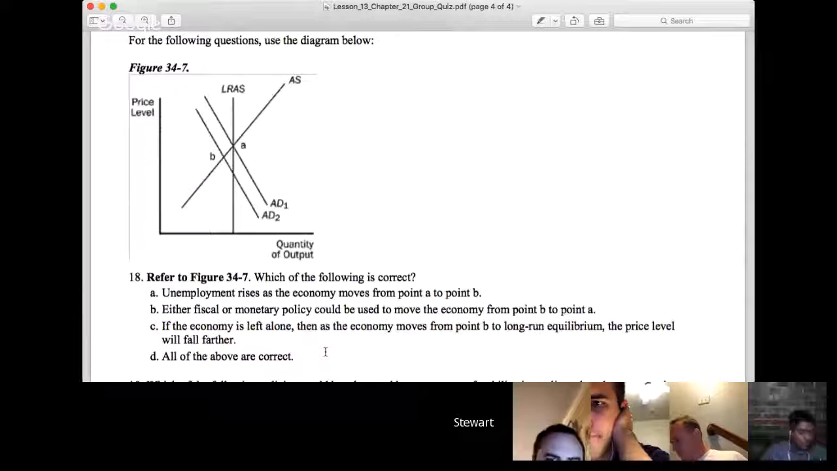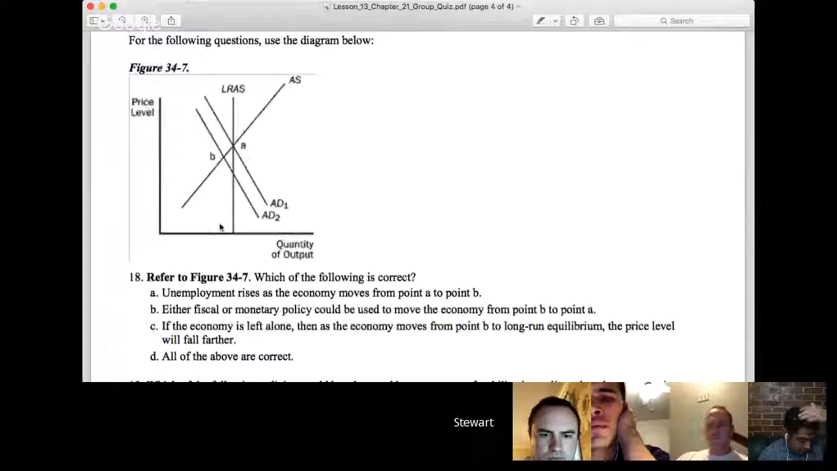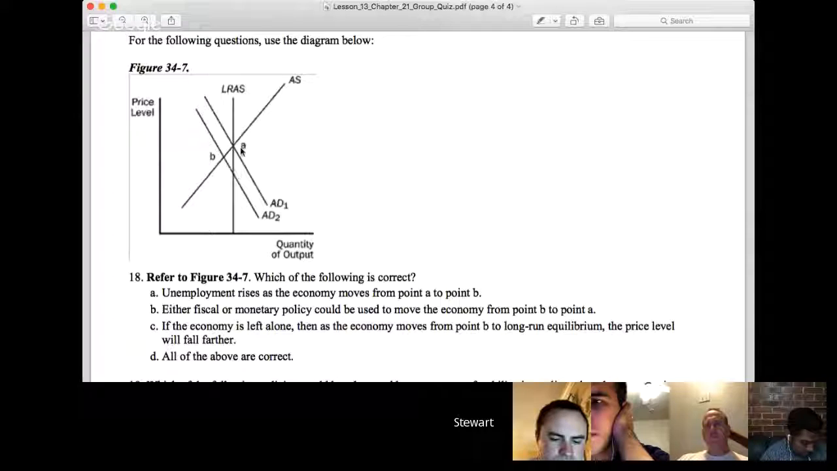I got B as in boys. You got B for 18? I'm not quite sure. For 18? Okay. So let's break it down. That's okay. When we look at 18, one reason that it could be A is unemployment rises as the economy moves from A to B. And the reason being is that the aggregate demand is falling, and when aggregate demand is falling, output is going to lessen.